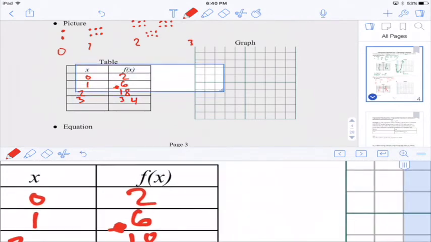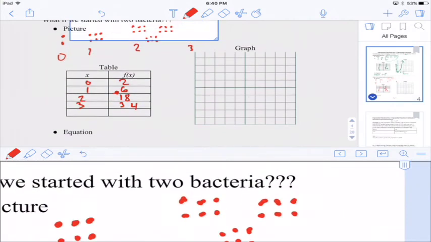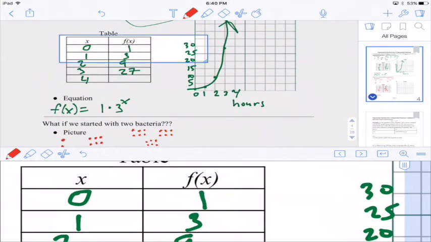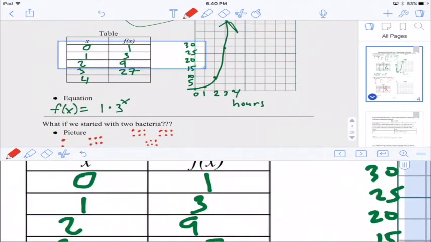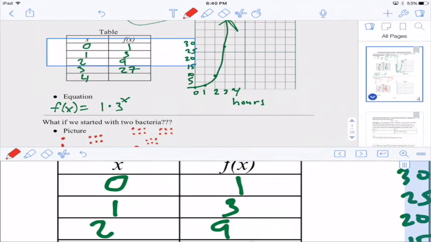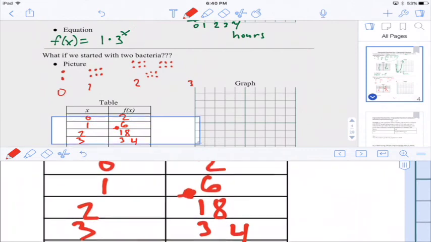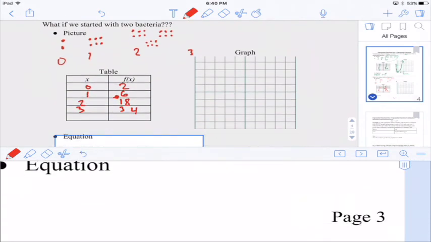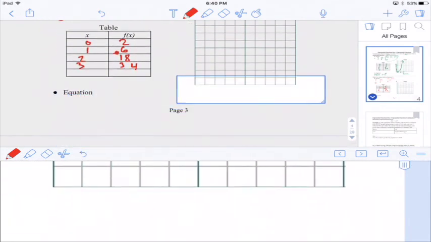Now if we look at this table and compare it to the last one, every number in my f of x, my y column, is double. 1 times 2 is 2. 3 times 2 is 6. 9 times 2 is 18. That's all because we started with 2 bacteria instead of 1.